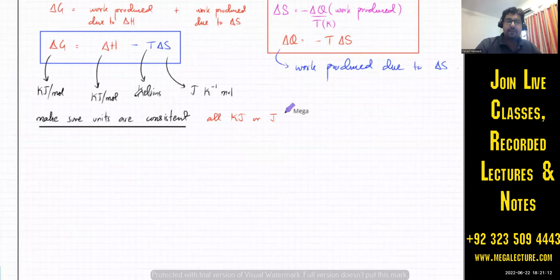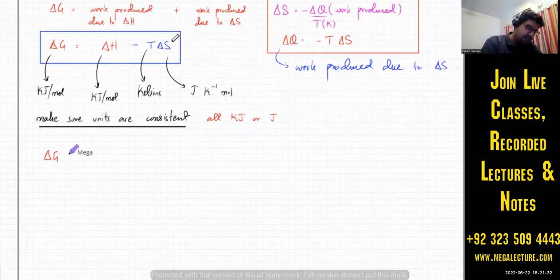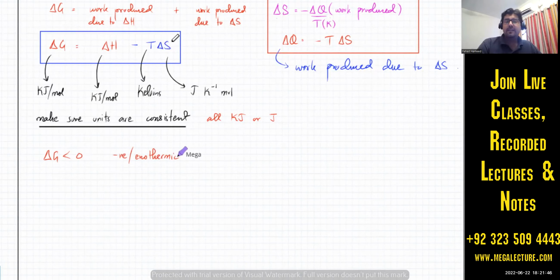Now, let's try and measure delta G. So what would happen if delta G comes out to be negative? If the overall delta G comes out to be, if you sum up the work done that's produced due to enthalpy change and the work that is produced due to entropy change. So if delta G is less than 0, less than 0 means negative, right? It means exothermic. So if it comes out to be negative, that means overall, the system has excess energy and it is producing work. So overall, the system will produce work, whether it's in the form of heat or in the form of entropy change.